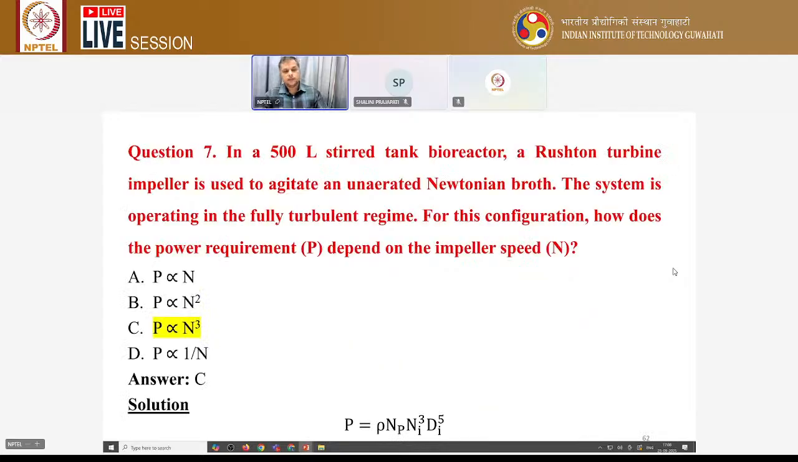Next question is, in a 500-liter steel tank reactor, a Rushton turbine impeller is used to agitate an unaerated Newtonian broth. The system is operating in a fully turbulent region. For this configuration, how does the power depend on the impeller speed? For turbulent flow, power is proportional to N_i cube D_i to the power 5. So P is proportional to N_i to the power cube.